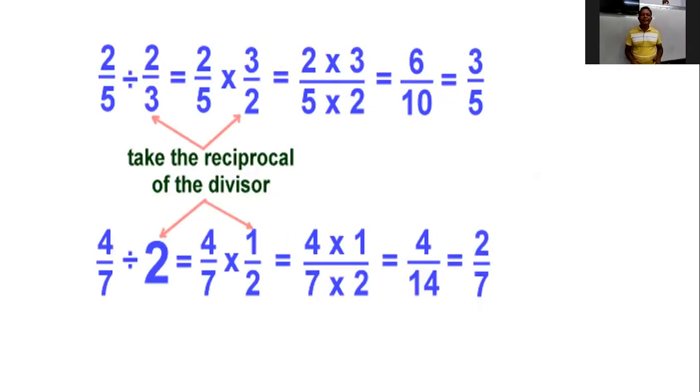For example, like this. You have here 2 over 5 divided by 2 over 3. The first fraction here is our dividend. The second fraction is our divisor. Like for example, 10 divided by 2. So 10 is our dividend, divided by 2. The 2 is our divisor. That's exactly the same idea with the fraction here. So our dividend is 2 over 5. Our divisor is 2 over 3.